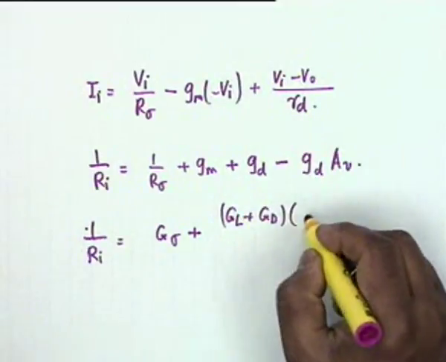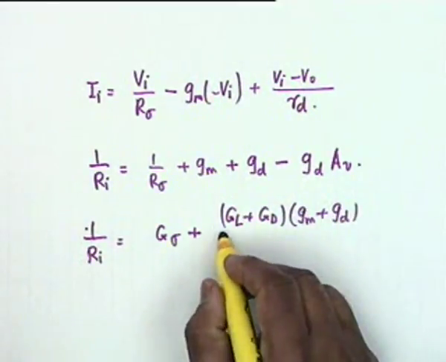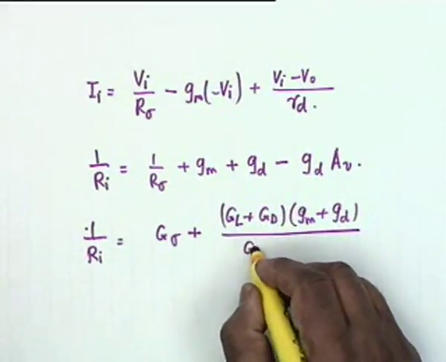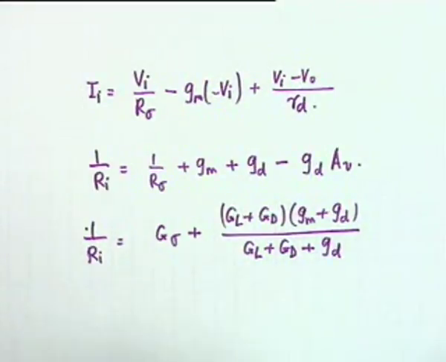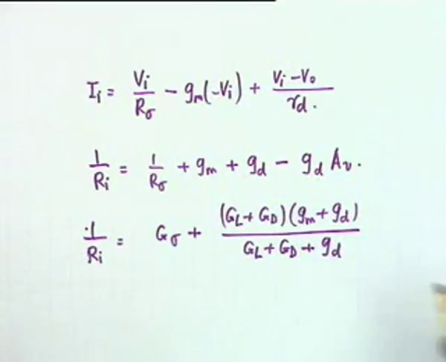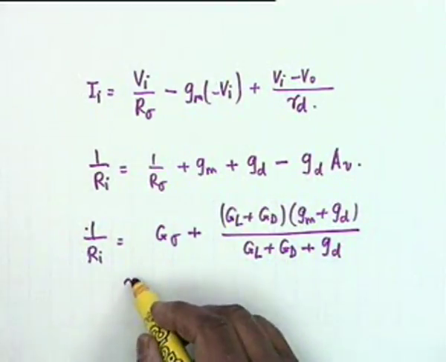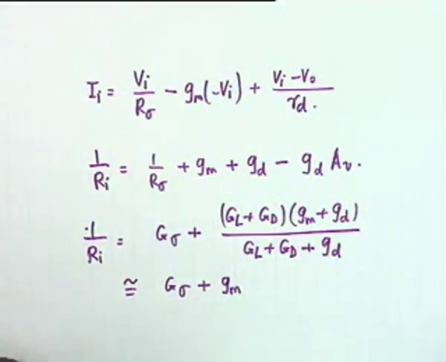This requires a bit of algebraic simplification, as I said: gm plus gd divided by GL plus, I hope I am right, GD plus small gd. That is what I get. And once again, if your wish comes true, that is, if small gd is negligible compared to gm, and GL plus GD, don't you see that this is simply G sigma plus gm? Agreed?